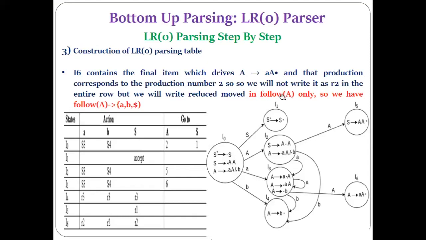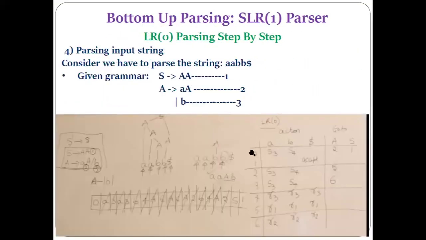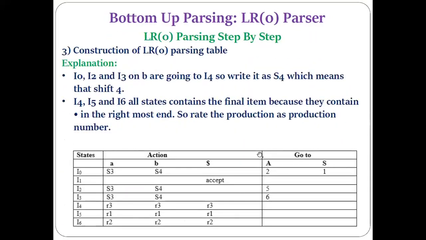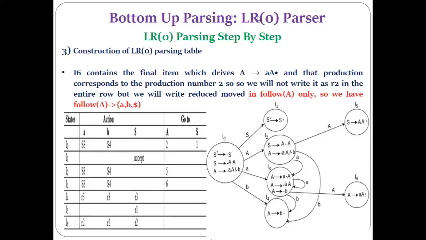So the rest of the things, like parsing the string, are similar, just like we have parsed the string in case of LR0. So the only difference between LR0 and SLR1 is what? How the parsing table gets constructed. Only the difference is how the parsing table is constructed.